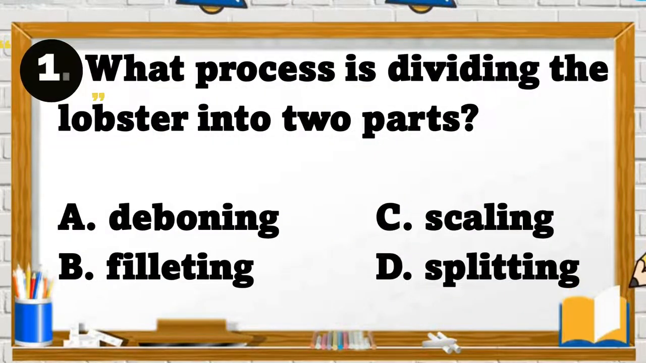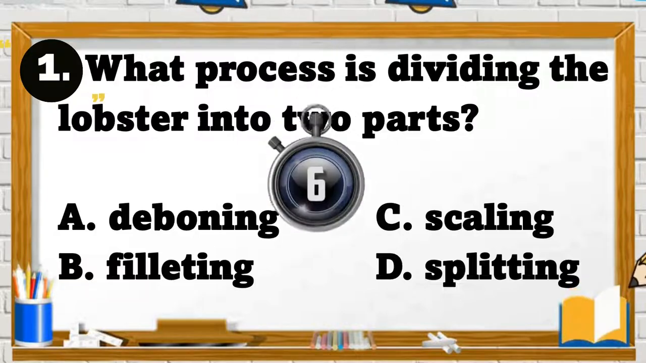Number 1. What process is dividing the lobster into two parts? Is it A. Deboning, B. Filleting, C. Scaling, or D. Splitting?